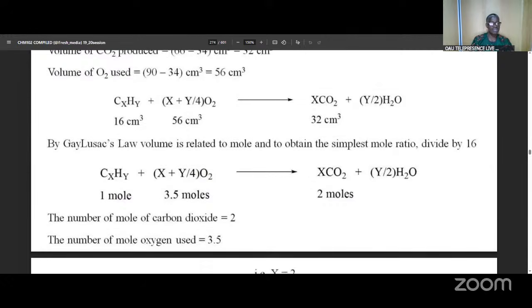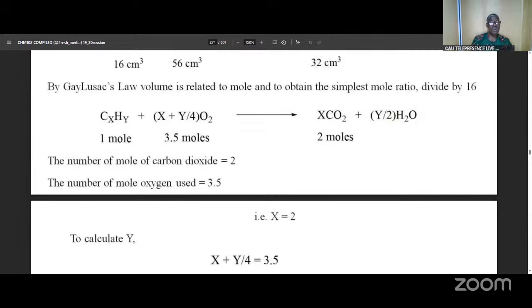I hope we are following. Now, the number of moles of carbon dioxide is 2. That is very clear. And the number of moles of oxygen used is 3.5. And therefore, you can easily get that our x is equal to 2, since we said x CO2 was produced, and that x is 2 moles. So that makes it easy. Now we know x. We are only interested in y.